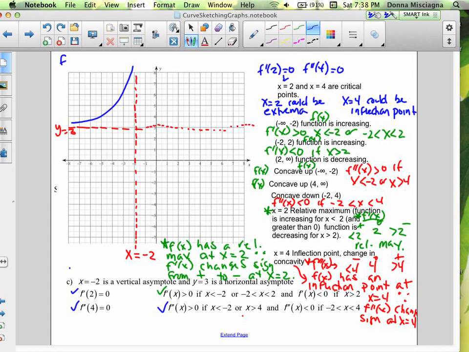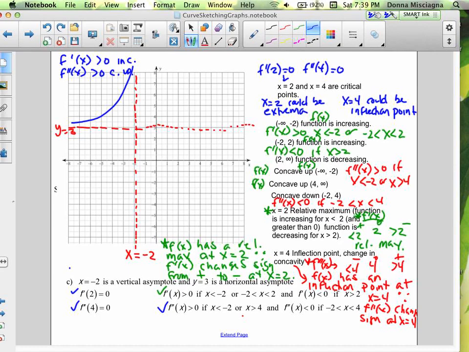So it looks good because f prime of x is greater than 0 and f double prime of x is greater than 0. So increasing and concave up. There we go. All right, that looks pretty good. Now we've got to worry about the other part.